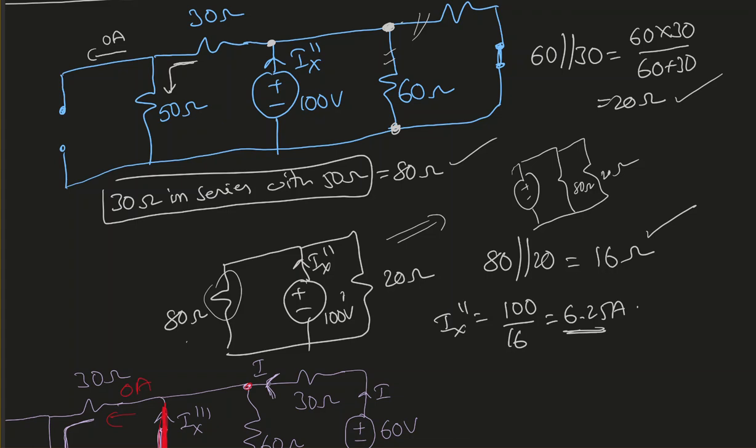So for Ix double prime, we end up with a positive number. That means our assumption is right: the current is going out of that source.